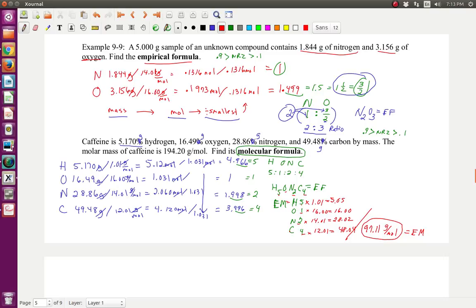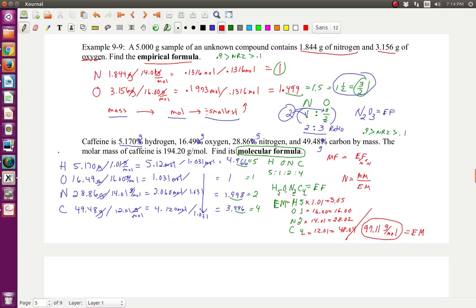We're almost done now. In order to calculate the molecular formula, the molecular formula is going to be equal to the empirical formula, and then we're going to multiply each of the subscripts by n. Okay, so we got to figure out what n is. And n is just a ratio. So n is equal to the molecular mass, the molar mass, divided by the empirical mass.